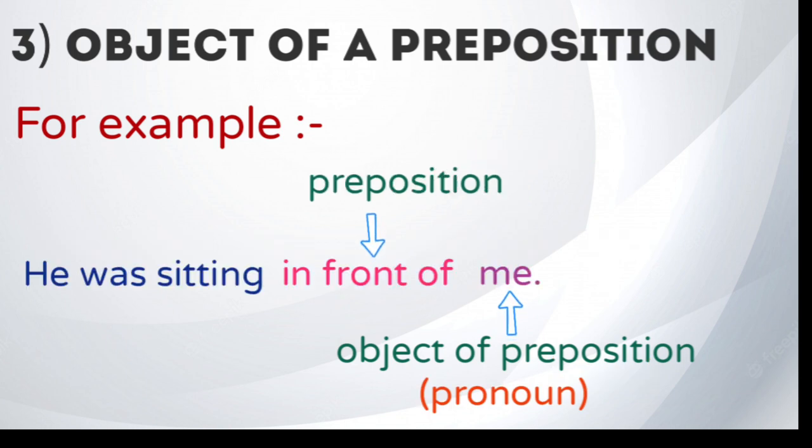Okay? Another example, he was sitting in front of me. Here in front of is the preposition and the object of preposition is a pronoun, that is me. If you ask the question, he was sitting in front of whom? The answer is me. So you can notice that a noun or pronoun is coming after the preposition as the object.